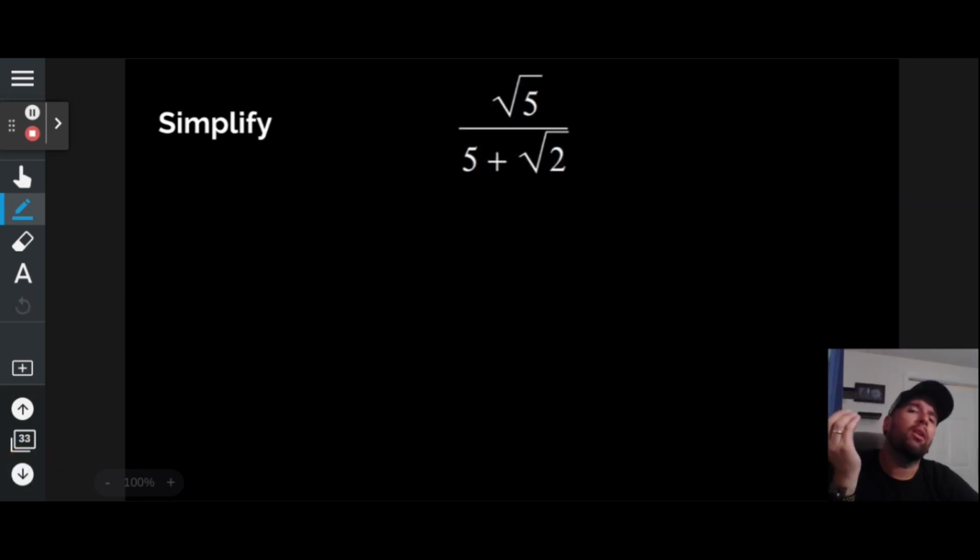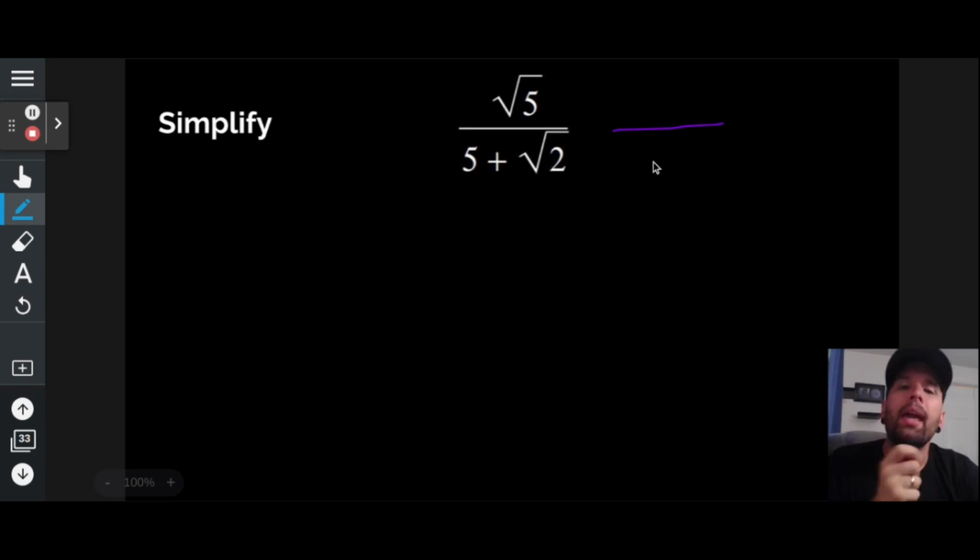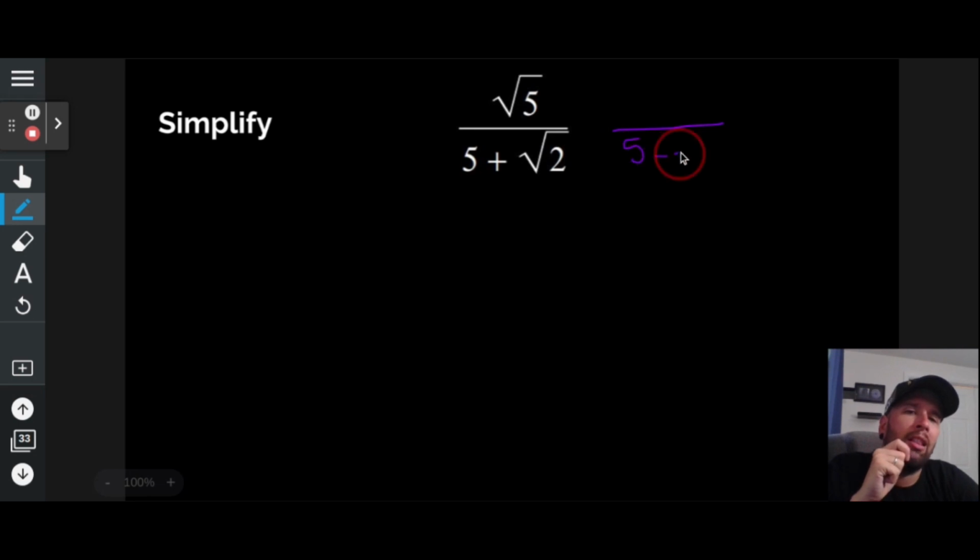Okay? Now here's the issue. What if I'm adding or subtracting on the top or the bottom? You see, if I multiply the top and the bottom by root 2, I would distribute that, and then 5 becomes 5 root 2, and you're in the same exact position that you were in before. Okay? If you are adding or subtracting in the denominator, and you have a square root in the denominator, what you do is you multiply the numerator and the denominator by what's called the conjugate. And the conjugate is whatever guy that is, but flip the sign in the middle.